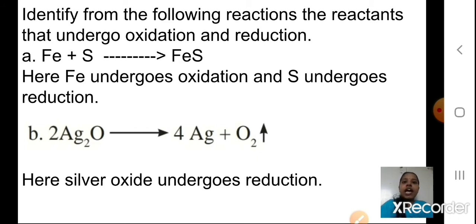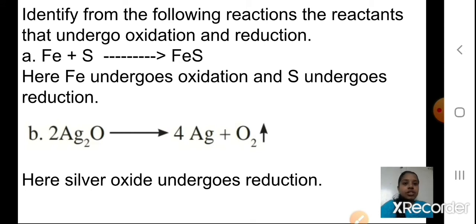So the first reaction you can see is Fe plus S, that is iron plus sulfur, and you get iron sulfide. Here Fe undergoes oxidation. Why? Because Fe2+ is formed. Iron will be in the +2 state, Fe2+, and sulfide will be in the -2 state, so sulfur is undergoing reduction. So what is going to form? Iron sulfide. Here iron undergoes oxidation while sulfur is undergoing reduction.